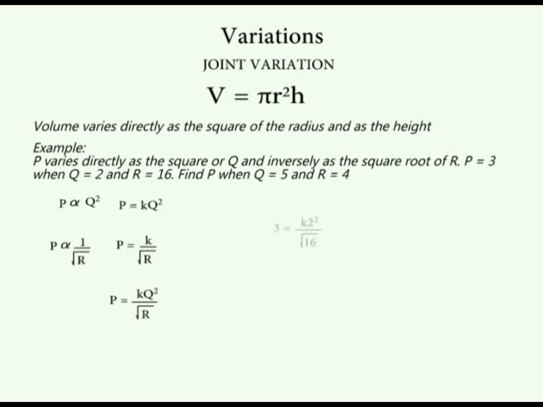3 is equal to k times 2 squared over the square root of 16. 3 is equal to 4k over 4, and k is equal to 3. And so using k now, P is equal to 3 times 5 squared over the square root of 4. That gives us 3 times 25 over 2, which gives us 37.5.